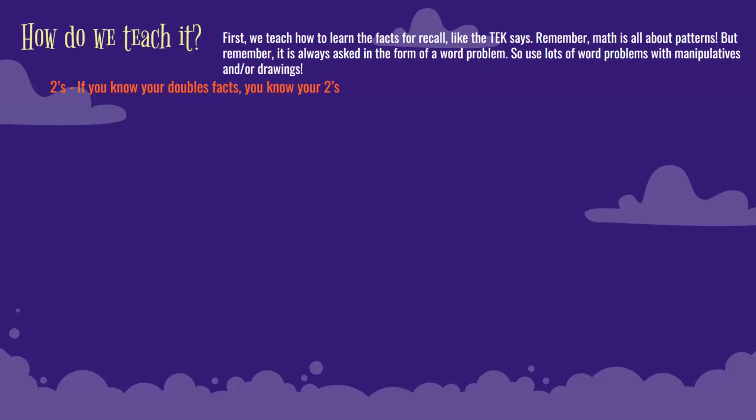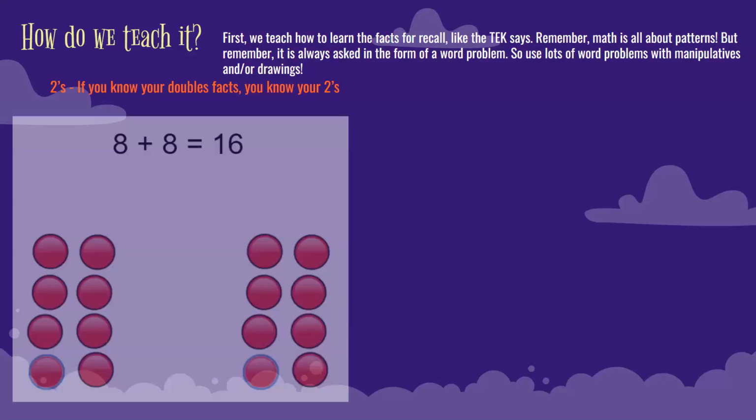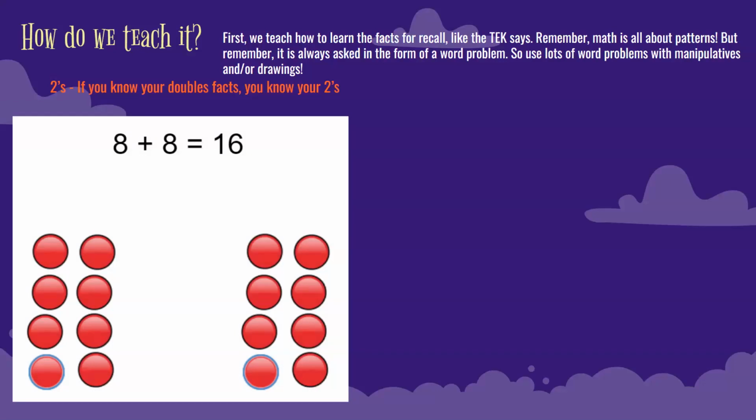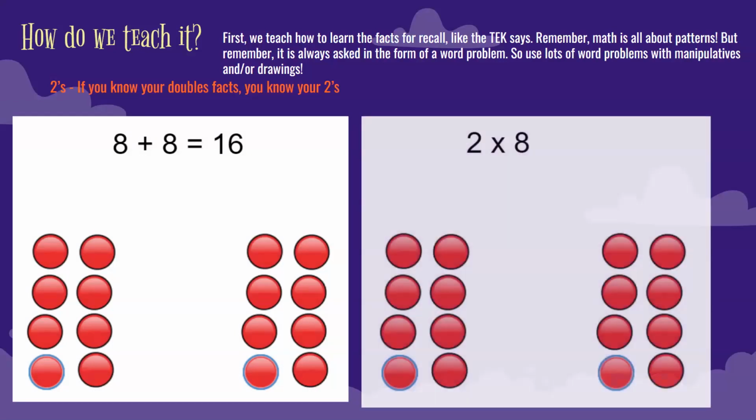So let's start with the twos. If you know your doubles facts, you know your twos. And so many of our students at least know their doubles facts. So if I know my doubles for 8 plus 8 is 16, then I know 2 times 8. And because of the commutative property, I also know 8 times 2. So that's 2 facts I already know, right? So we're going to teach our students those things about all of our 2 facts, okay? That's a pretty easy one, isn't it?